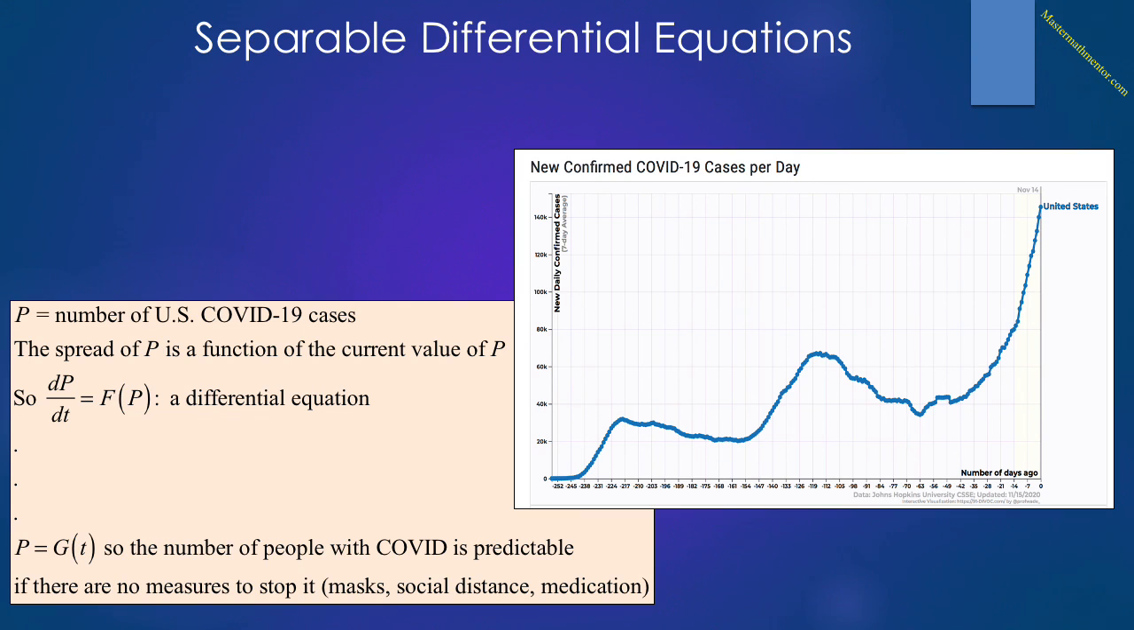And if this is separable, we can then solve it, writing P is equal to some function g of t, meaning that the number of people who will get COVID is predictable if no measures are taken to slow it, like wearing masks, social distancing, and hopefully a medication. Despite what politicians say, the inevitability of this is based upon irrefutable math and science. The next video will talk about applications of differential equations.